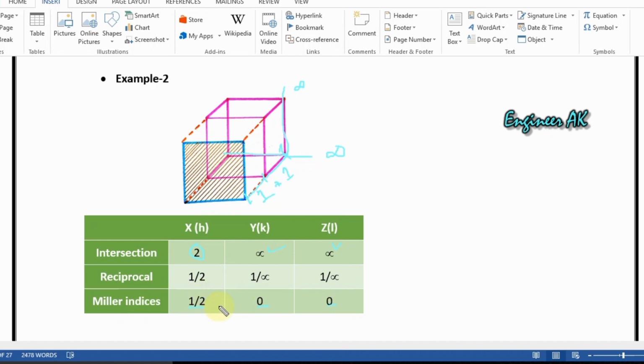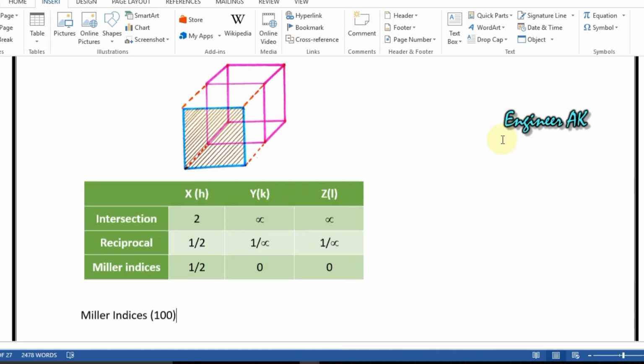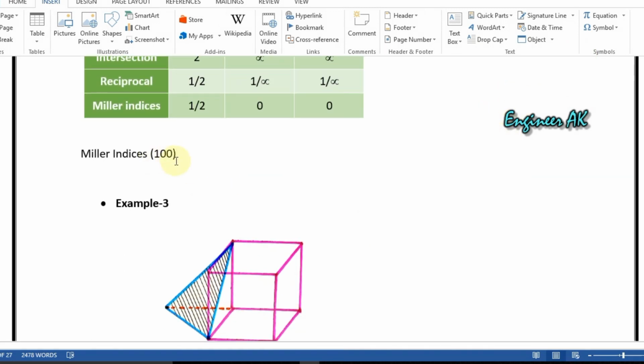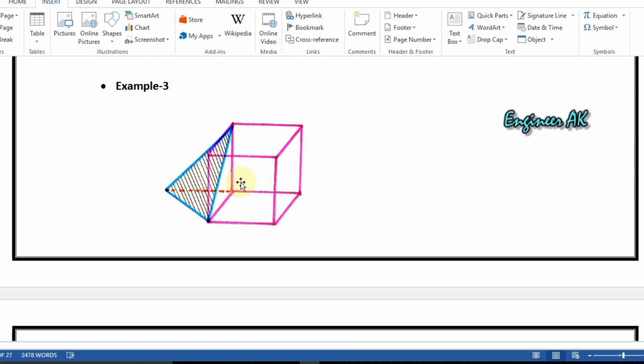But try to remove this fraction. In order to remove the fraction, you will multiply by 2 here, here, and here. So it will cancel out, and 0 multiplied by 2 becomes 0, and 0 multiplied by 2 becomes 0. So its Miller indices will be 1 0 0. We can see it here, 1 0 0. Now moving toward the third example.